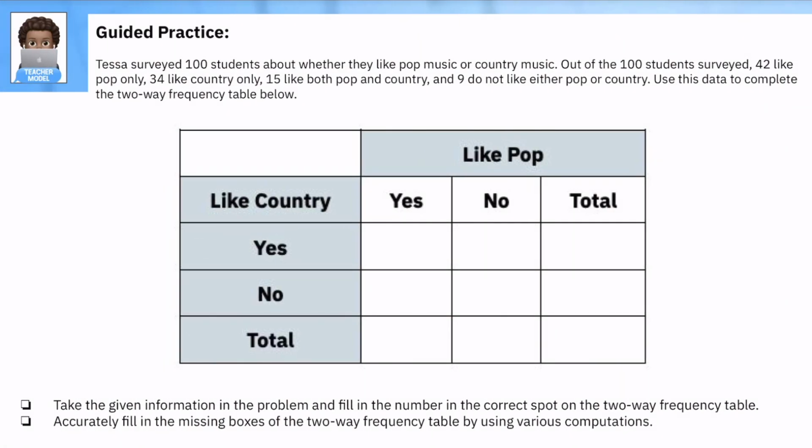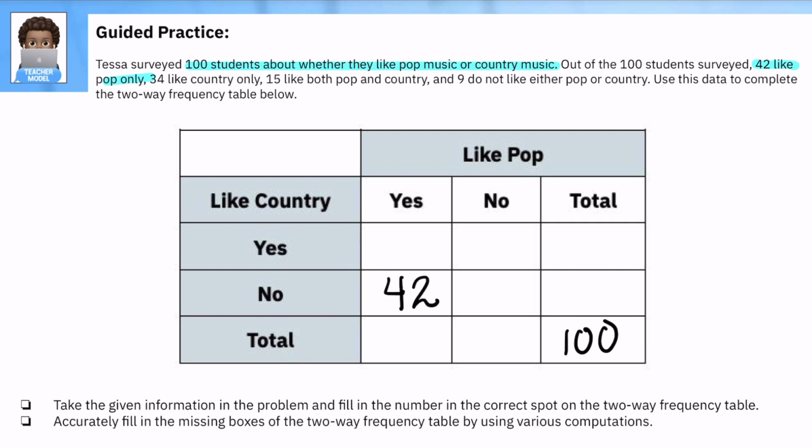Okay, so let's find out where we're getting some of the critical information from. We know that 100 students were surveyed, so that's going to put 100 over here in this corner. And out of the 100 surveyed, 42 like pop only. So I have to go into the category for liking pop. And so yes, they like pop, but no, they do not like country. So that's where we're going to put the 42.